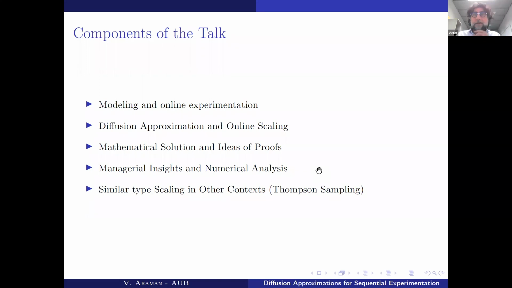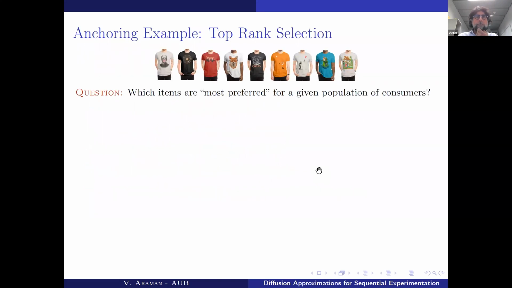And that's not my work, but other people's work. All right, so given that, I'm going to anchor you with an example and then set up the problem after that. The example is the following. Suppose you have a number of designs, right?